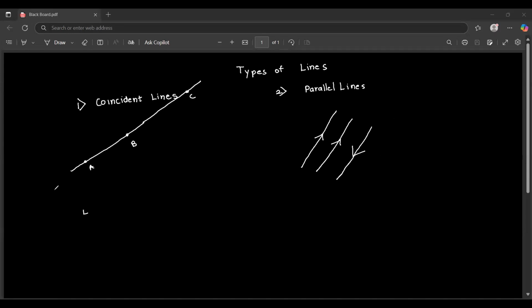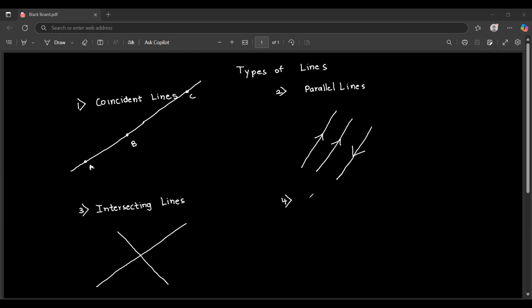And then we have the third type, which is called intersecting lines. Okay, intersecting lines. So intersecting lines are lines which intersect at a specific point. This is what we call intersecting lines. They are definitely not parallel and they will be intersecting.